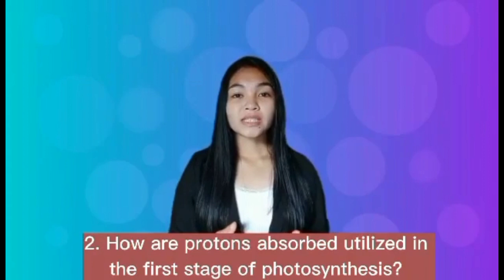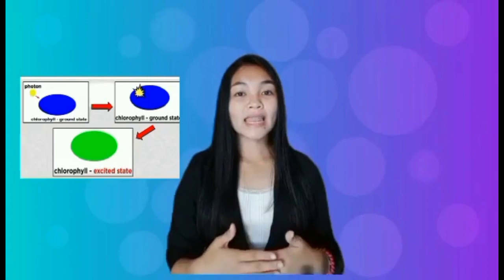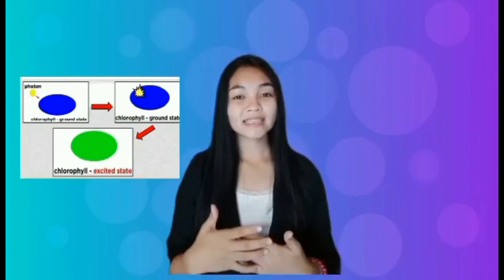Number 2 question. How are photons absorbed and utilized in the first stage of photosynthesis? When a plant is exposed to light, photons of appropriate wavelength will streak and be absorbed by the pigment protein complexes arrayed on the thylakoid membranes. When this happens, the energy of the photon is transferred to the pigment molecule, thus causing the pigment to go into an electronically excited state.